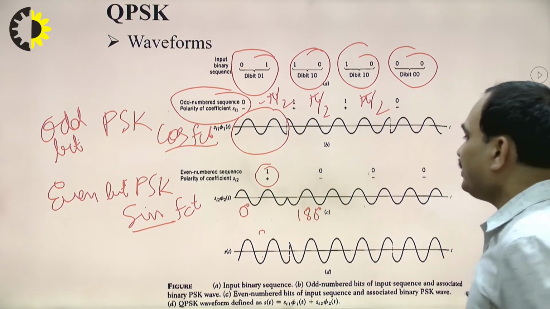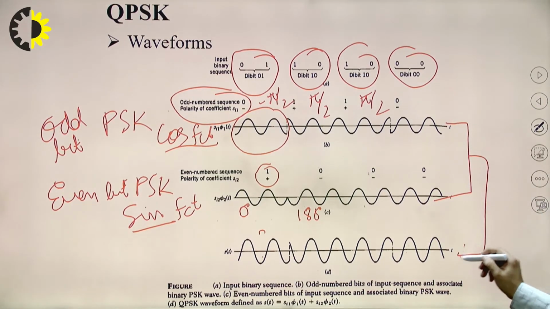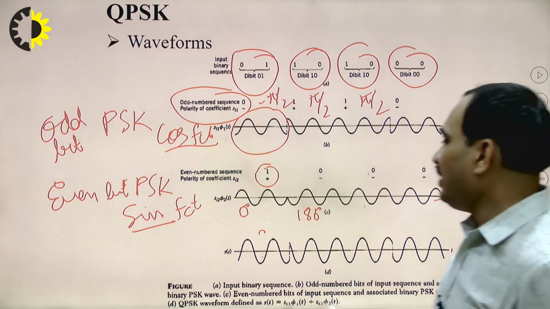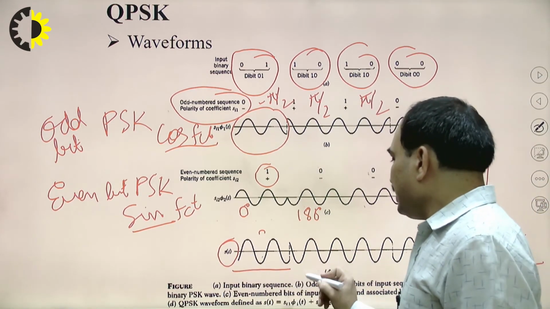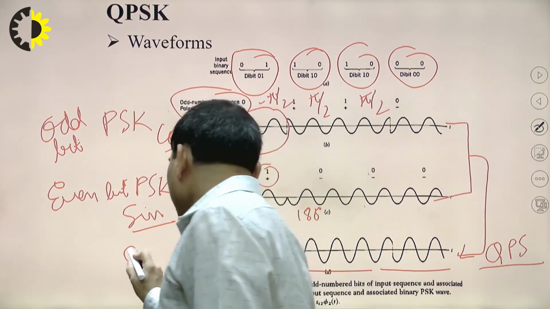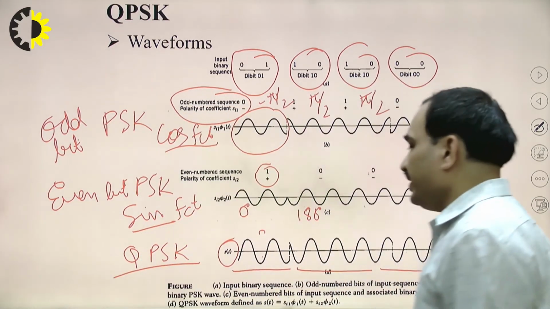Okay, 2 pi fct we can write, and the addition of these two is nothing but a QPSK signal. So addition of these two signals is the QPSK signal which is transmitted. So we have S of t that is given by this QPSK waveform. This is nothing but a QPSK waveform, which is the transmitted or modulated waveform.